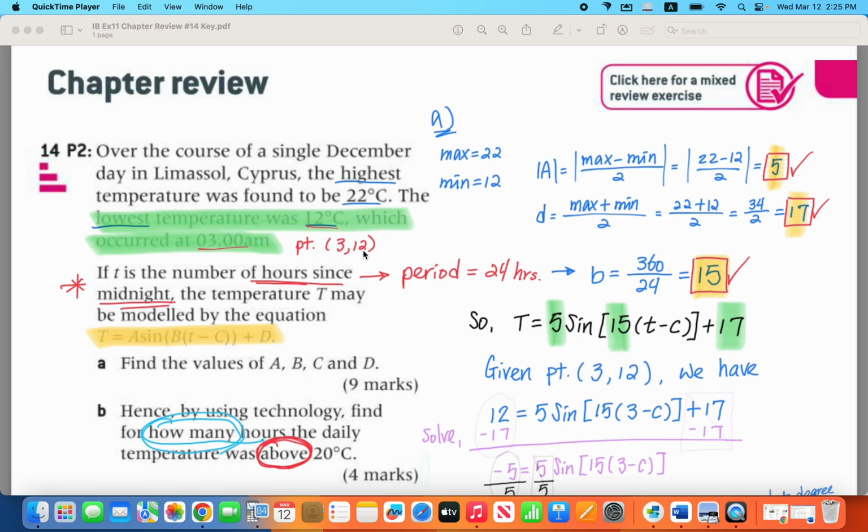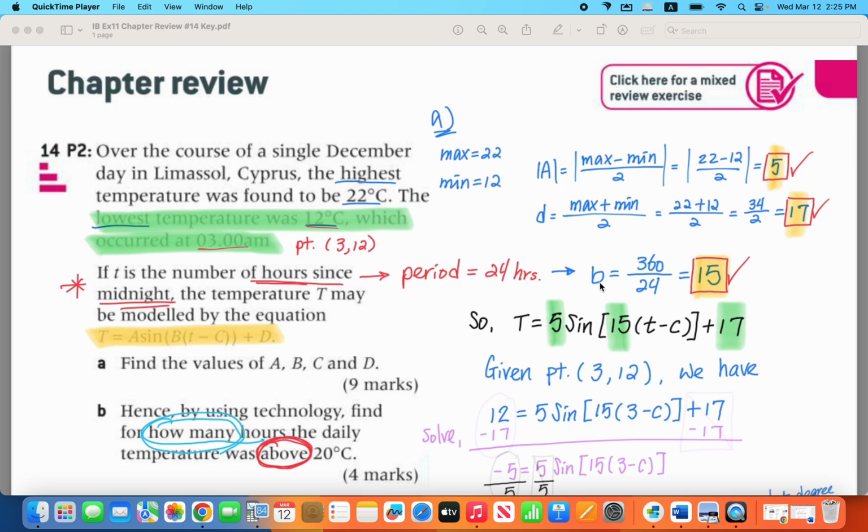When there is a point for a function, we can plug it in, x to x, y to y, do the housekeeping and get the answer. Knowing the maximum and the minimum, we know the amplitude, which will be 5, and we know the principal axis, which is my D value, equal to 17. Now, the background story talks about the hours since midnight, so we're talking about a period of 24 hours.